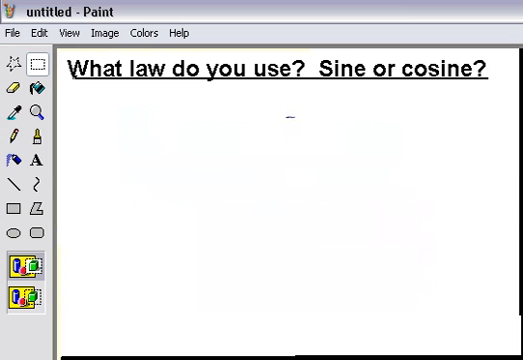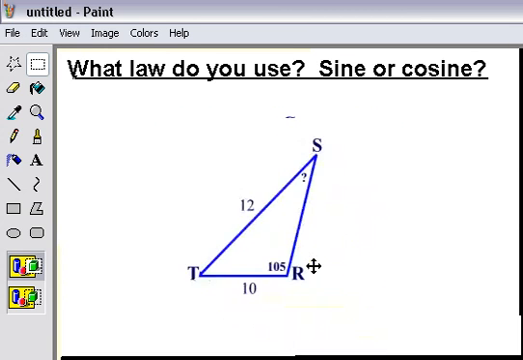Now, there are some examples of triangles that are a little tricky. It's difficult to figure out whether or not you use the sine law or the cosine law. So let's take a look at some of those examples. Here's an example right here.